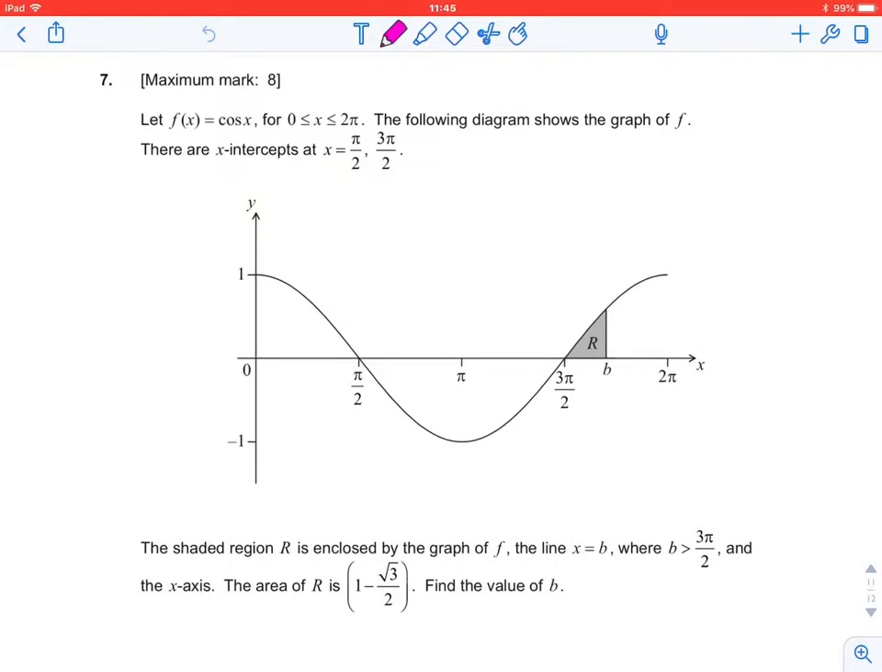This is problem number 7 from Mathematics Paper 1, Time Zone 1, from May of 2015.